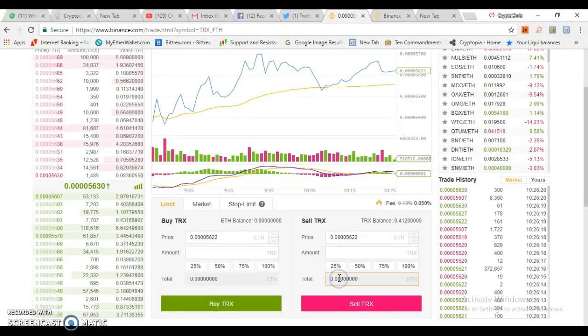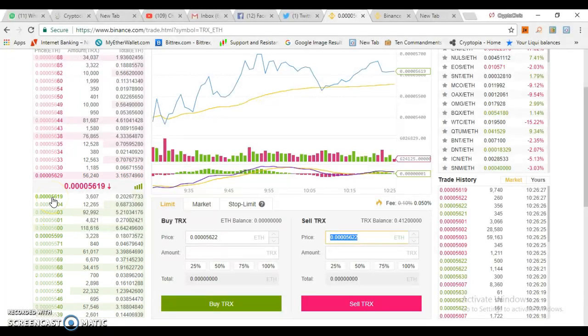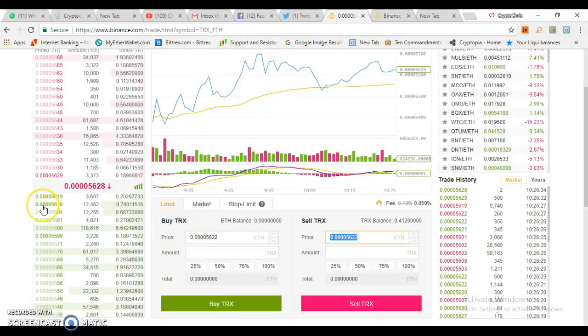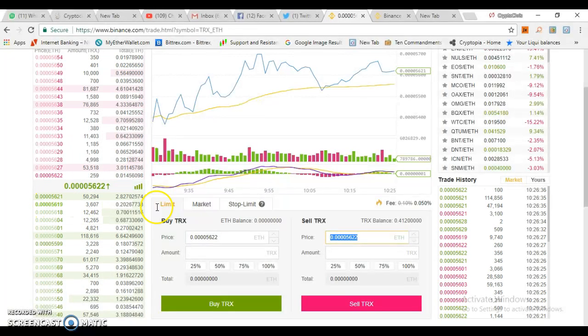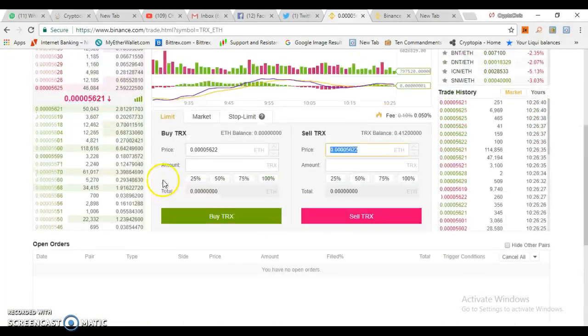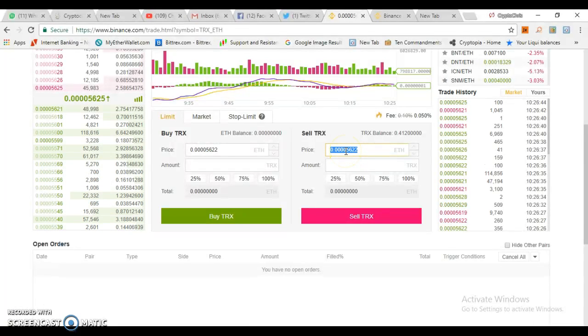then of course you type the price you want to sell at, any of these prices. You know that the prices are decreasing, so you always want to click on the first one. To do it fast, you can just click on the second one, then you hit sell. So that is basically how to buy and sell on Binance. Everything is pretty easy.